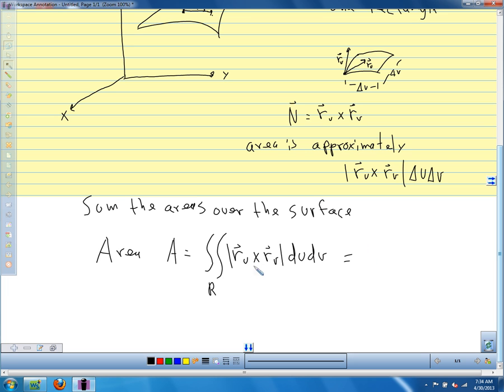And the magnitude of r_u cross r_v is the magnitude of the normal vector. So we could also write that as the magnitude of n du dv. So there's an expression for the surface area of a parametric surface. Same argument that we used to find the surface area of a surface represented in rectangular coordinates. Now we just have it represented in terms of our parameters.